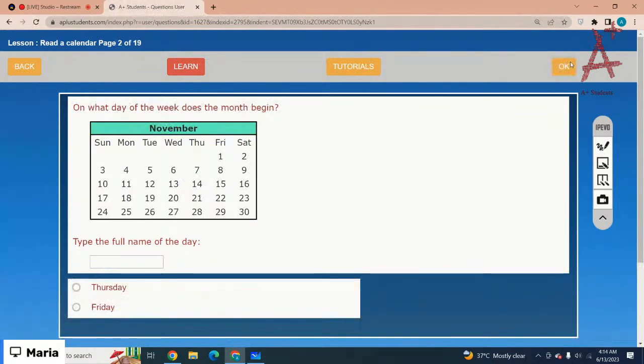Okay, on what day of the week does the month begin? Type the full name of the day. Okay, the day begin means the first of the month. Got it? So first of November would be on which day? You have to just look at the day. Which day is it on November 1st? Yes, it would be Friday on November 1st. You can see here it is 1st November and the day would be Friday. So it would be Friday.